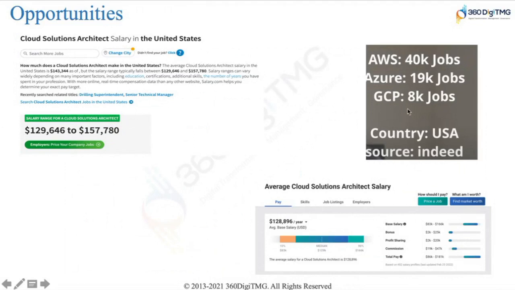And coming to jobs in the USA, for AWS there are around 40K jobs. I'm talking about the cloud solution architect role. And Azure 19K jobs, and GCP 8K jobs. There are 8,000 jobs.